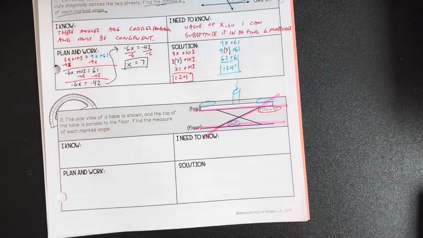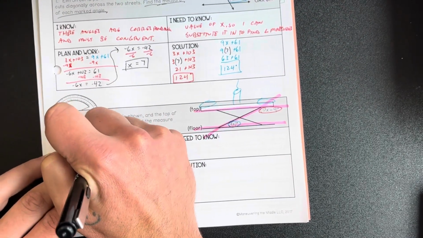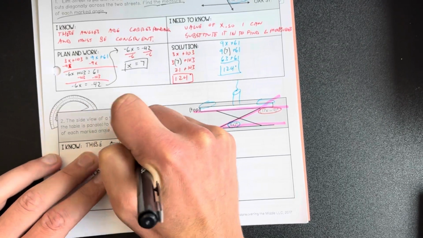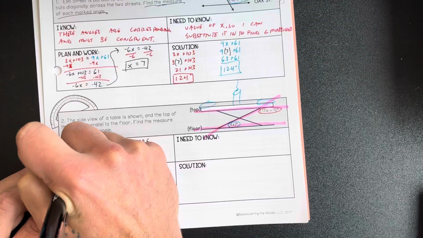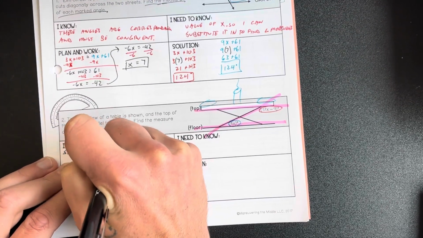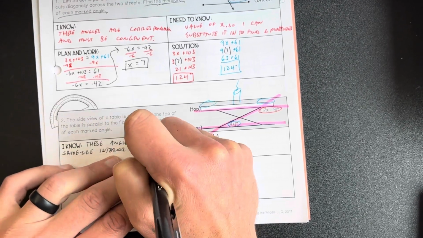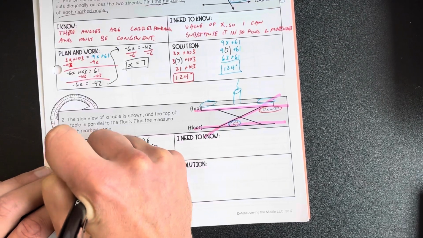So what do we know? We know that these angles are same side interior angles, so they are supplementary.